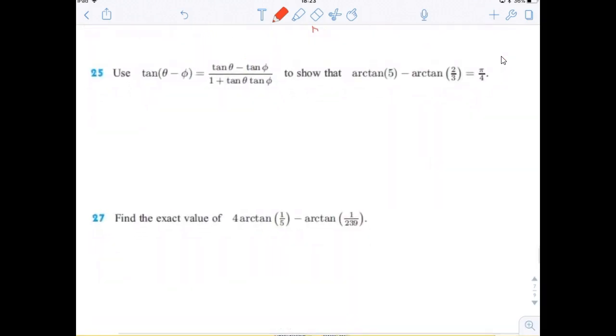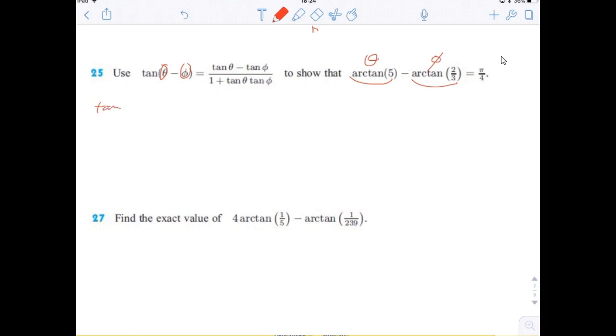Number 25. Use tangent of theta minus phi equals blah, blah, blah to show that arctangent 5 minus arctangent 2/3 equals pi over 4. Basically we have an angle here and an angle here subtracted from each other, but they're written in a kind of weird way. So let's try to use theta minus phi to represent these two angles.